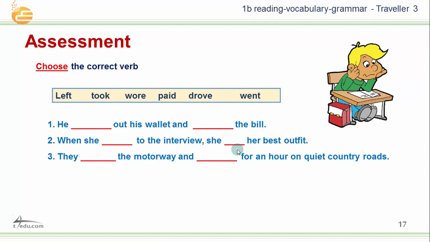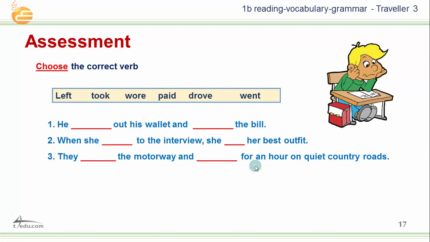Now let's put this into practice and choose the correct verb form. So we have 1, 2, 3. Each one has two verbs to put here. So you can say, he out his wallet and the bill. We need to put two verbs here. Number 2, when she to the interview, she her best outfit. Also we need two verbs here. And number 3, they the motorway and for an hour on quiet country roads.